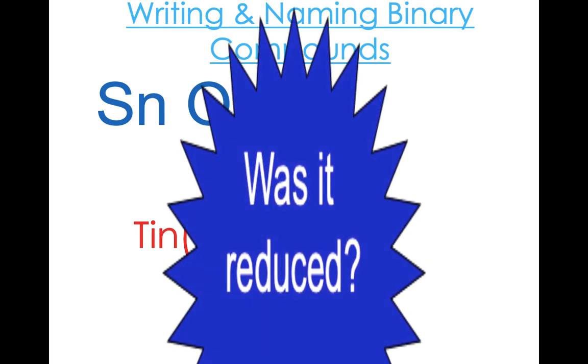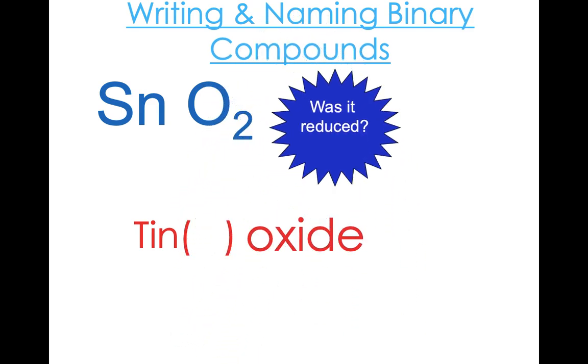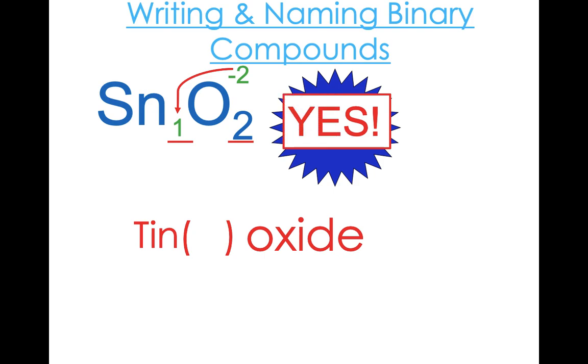So let's figure out what was the original charge on this. Was it reduced or not? So currently, right now, between the tin and the oxygen, I'm seeing a 1-to-2 ratio. What was the original charge on the oxygen? Well, we know already it's a -2. It's group 16. It gained 2 electrons. So if that's the case, what I should see next to the tin is a 2. And I don't see a 2, I see a 1. So was this reduced? Absolutely, it was reduced.